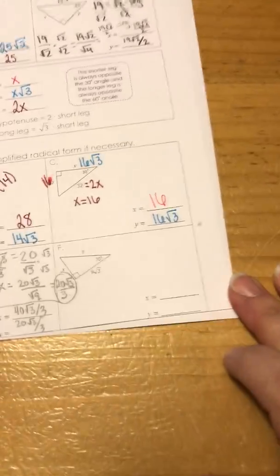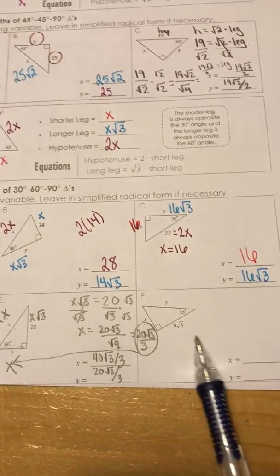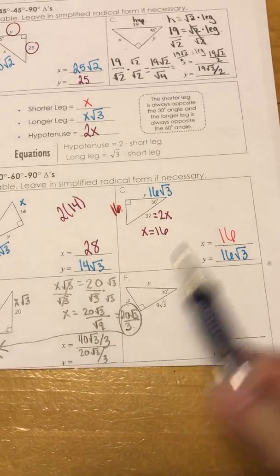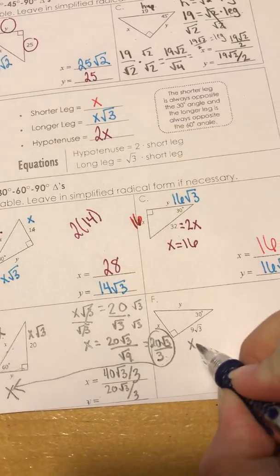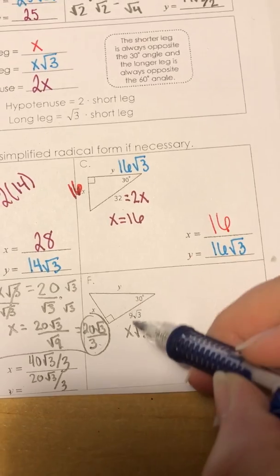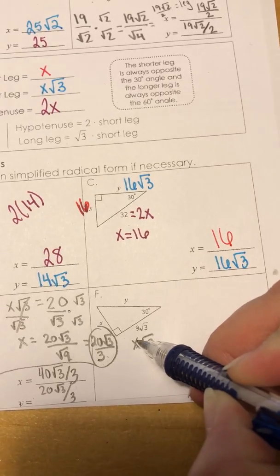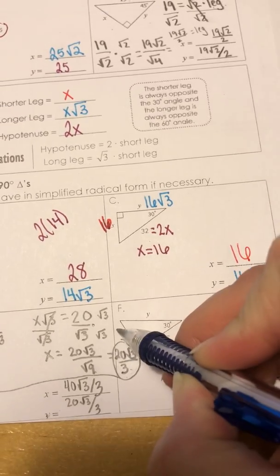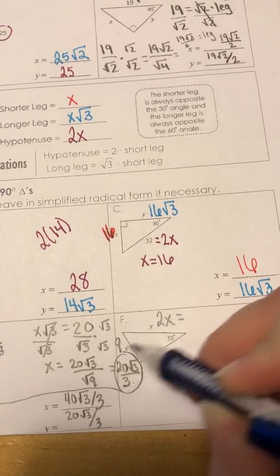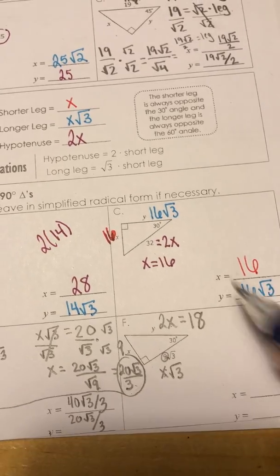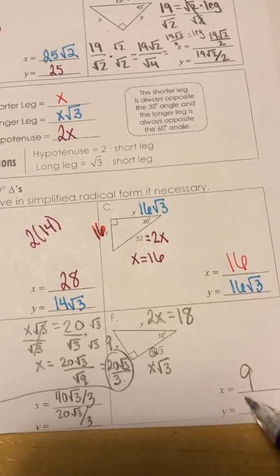Okay, f. F's a little bit nicer. So we know that our long leg is 9 radical 3. And according to up here, the long leg is x radical 3. Now, if I look at this, I can see that x is 9. Okay? So that means that my short side represents this number, which is 9. And my hypotenuse is 2 times x. So if I plug 9 in, I've got 18. So now I can go fill in my answer choices. X being 9 and the y value being 18.